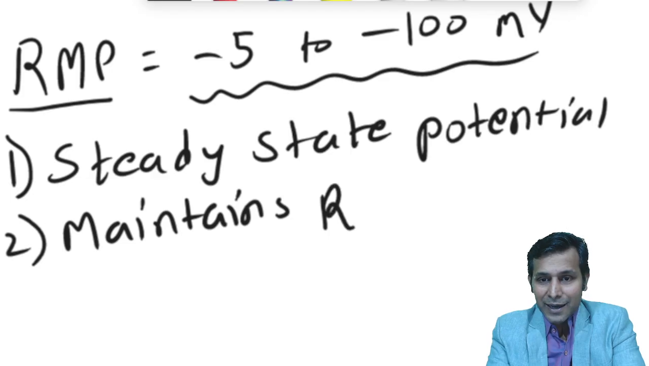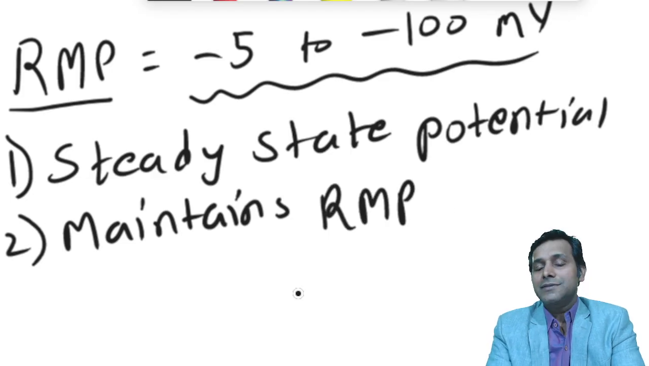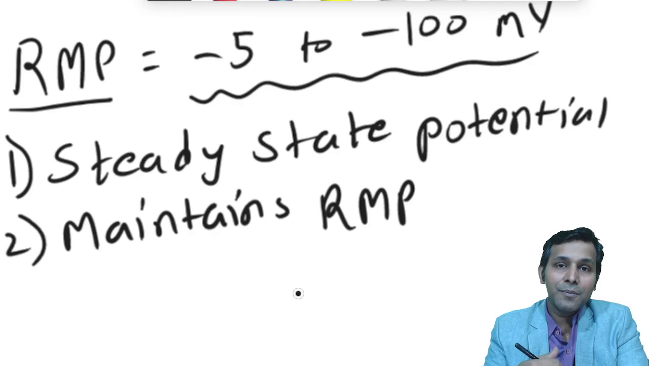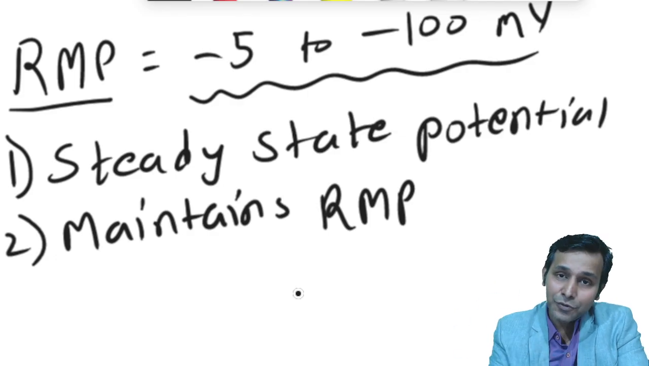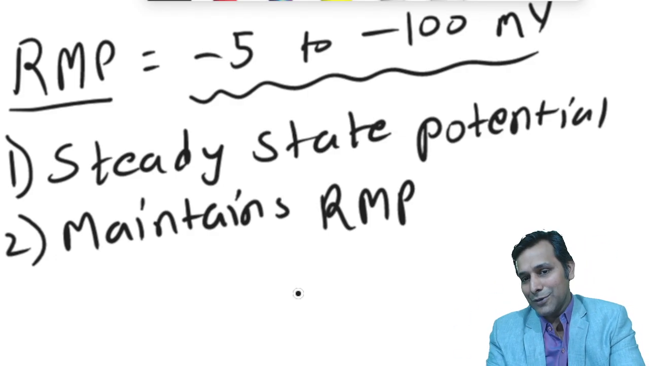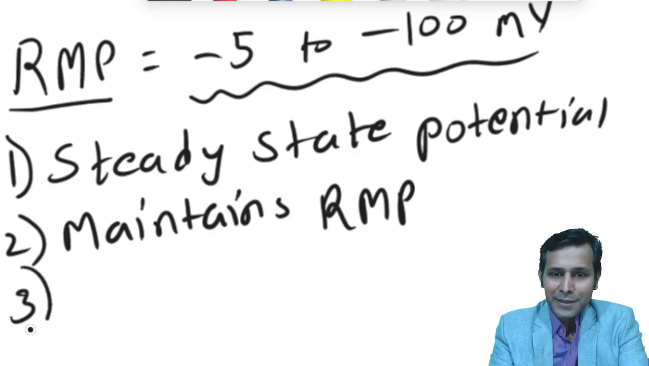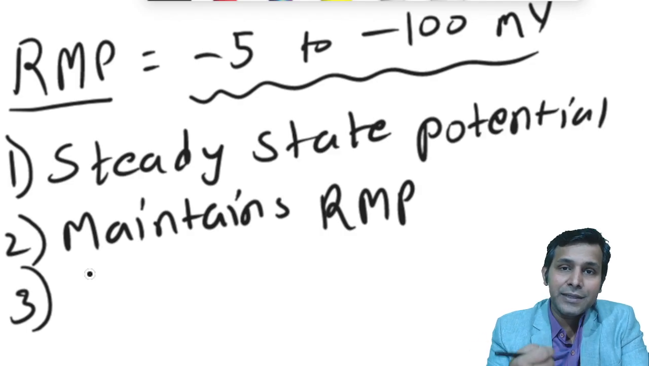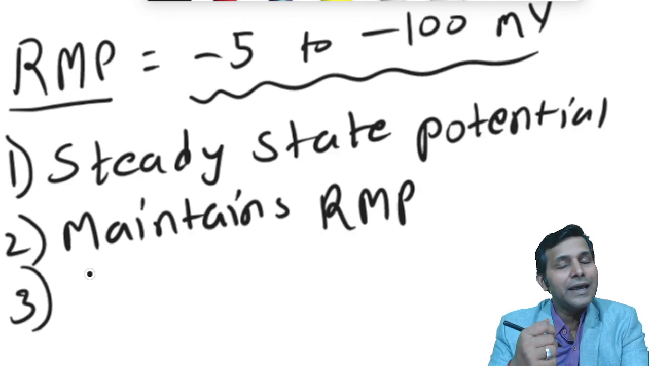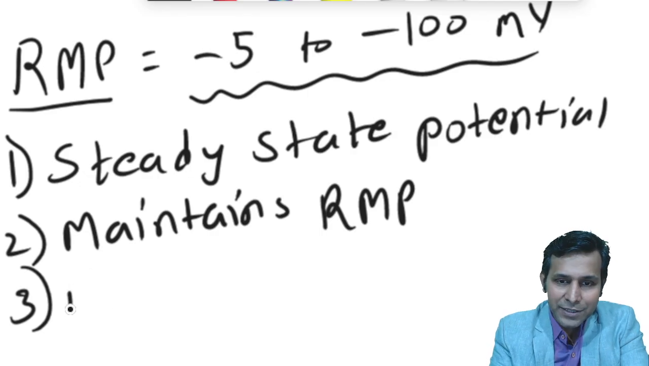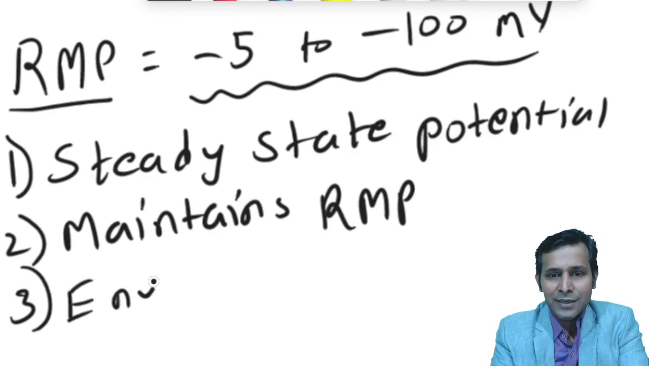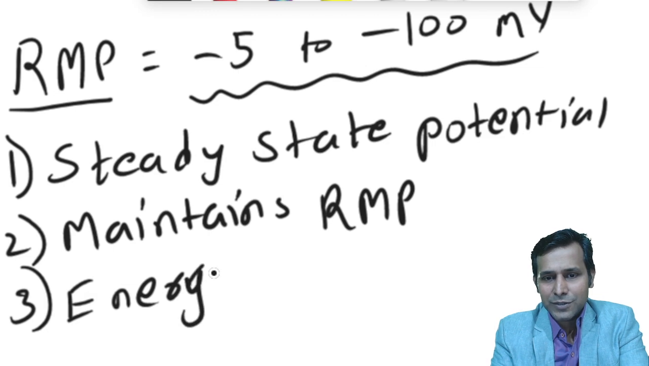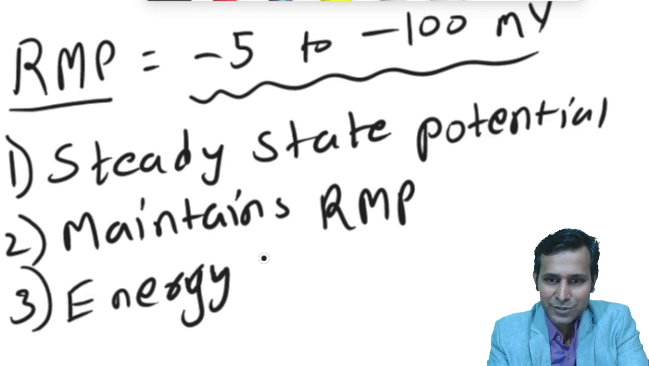The cell maintains RMP. It is not by default. The cell has to work to maintain that value. Number 3, because they need to maintain the RMP, they use energy. So it's an energy requiring process. It is not free of cost.